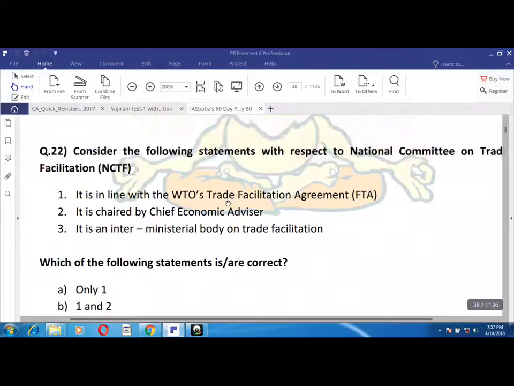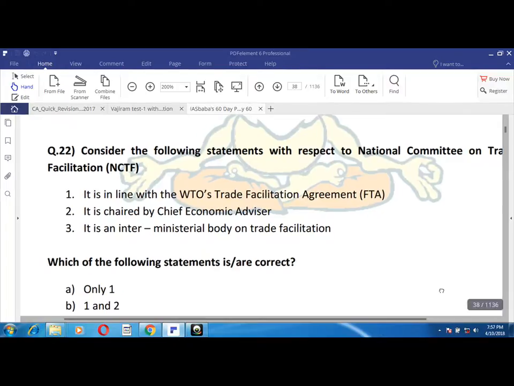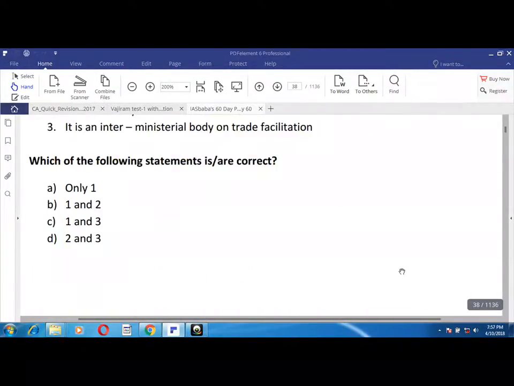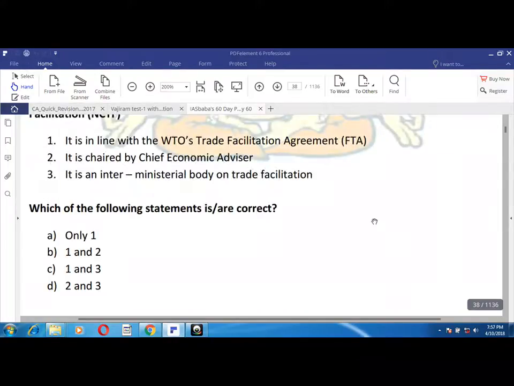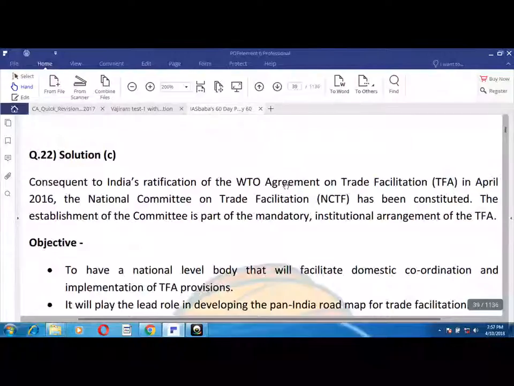Consider the following statements with respect to the National Committee on Trade Facilitation. So it is C, 1 and 3. It is in line with the WTO Trade Facilitation Agreement. It is an inter-ministerial body on trade facilitation.